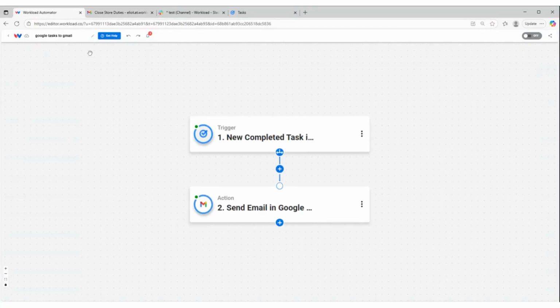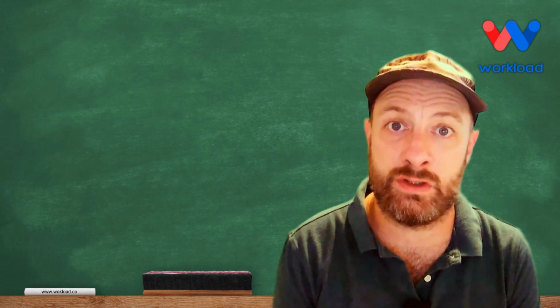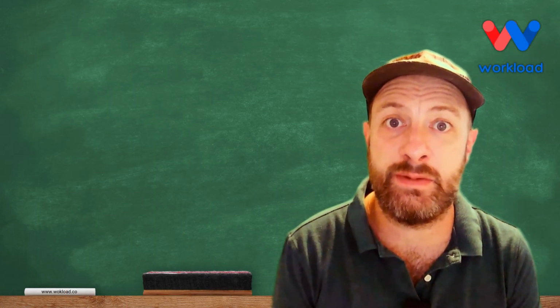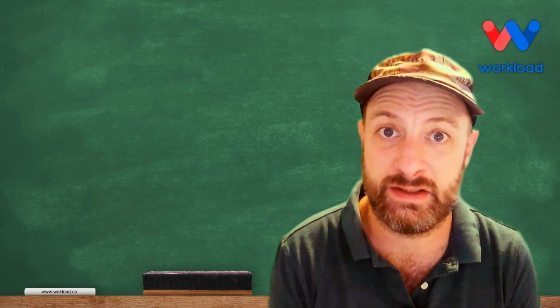I can head back over to the Workload editor. I can check and make sure there is a green dot in the left-hand corner of each of my nodes. Then I can activate my workflow. And now every time I receive a completed task in Google Tasks, I will be sent an email in Gmail letting me know that's happened. That's how I can use Workload to build a workflow that sends me an email to notify me when a task has been completed in Google Tasks.